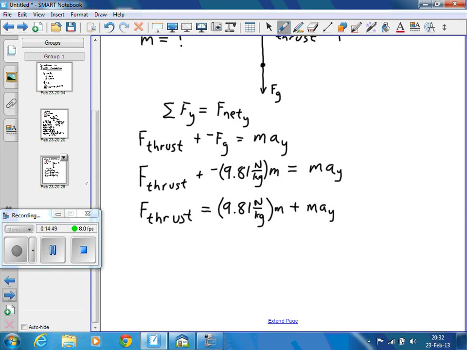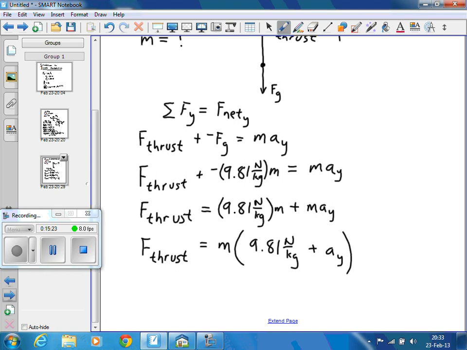Once again, these are just ordinary rules of algebra. I'm not inventing any new math rules. All the math is the same. I'm just doing this problem in terms of variables instead of numbers. Now, I need to get all the mass on its own. So I'm going to use the distributive property to collect mass, both mass terms, outside the parentheses. And I end up with mass times 9.81 newtons per kilogram plus the acceleration all together.